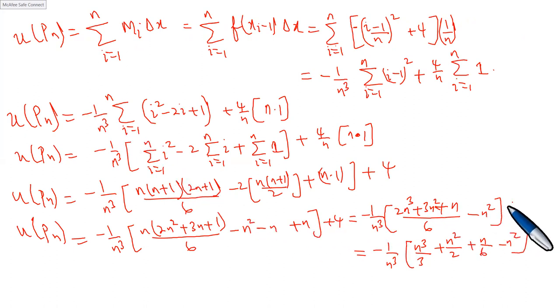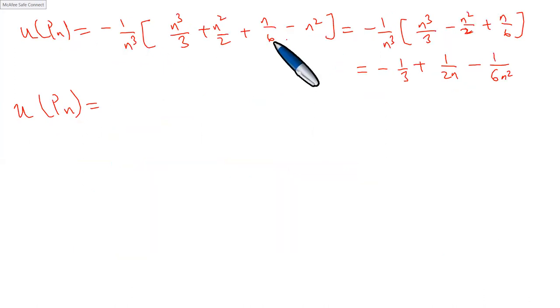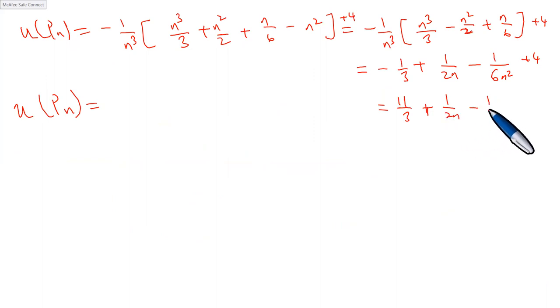I missed the 4 here. There was this 4. So I must add the 4 here. And then if you add the 4, this one is going to be 11 out of 3 plus 1 over 2n minus 1 over 6n squared. Okay, let's write it down, see how it differs from the other one. So the integral very likely is just going to be 11 out of 3, and the rest will approach 0. Okay, makes sense here.